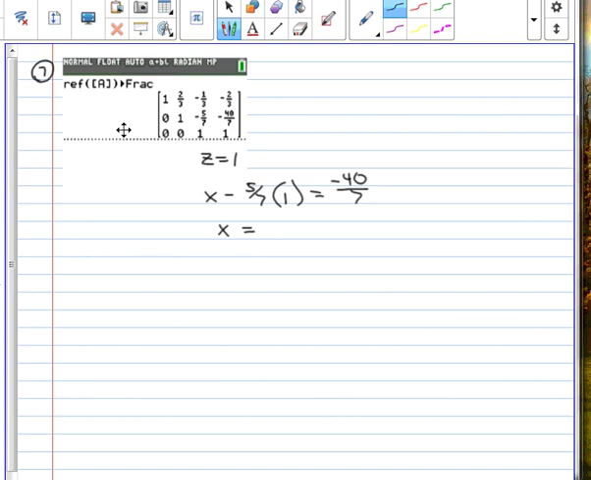Give me the fraction first. -35/7. And what's -35 divided by 7? -5. So I know what z is. I know what x is. I can come up to the top. Oh, that's y. Yeah. My apologies. That is y equals -5. Now I come to the top. 1x plus 2/3 of y, which is -5, minus 1/3 of z, which is 1, equals -2/3.